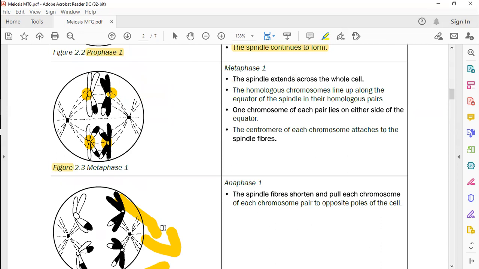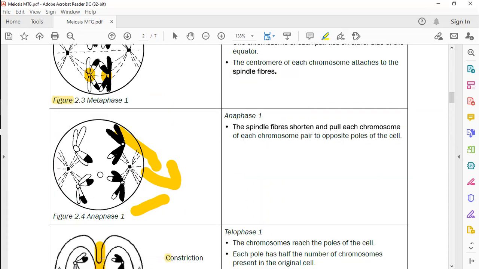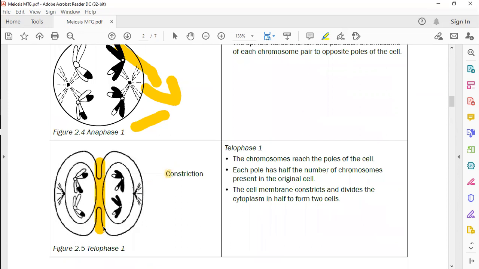Okay. Now the spindle fibers pull, and they pull the homologous pairs apart. And so one goes to each, or in this case, two goes to each side. During telophase one, we get the cytokinesis happening. So the cytoplasm is splitting.